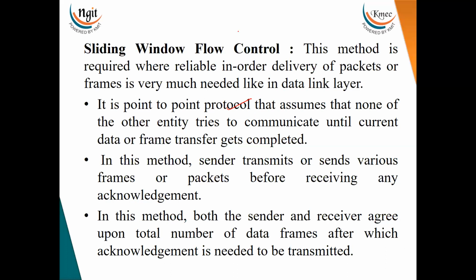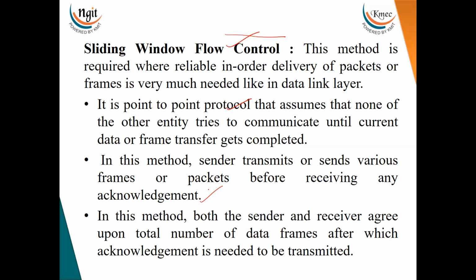Once the transmission is started, this method is required when reliable in-order delivery of packets or frames is very much needed. That means whenever we need proper transmission, the best technique is sliding window flow control. In this method, the sender transmits various frames or packets before receiving any acknowledgement. That means the sender will not wait for any acknowledgement. One after the other, this method is going to transmit.